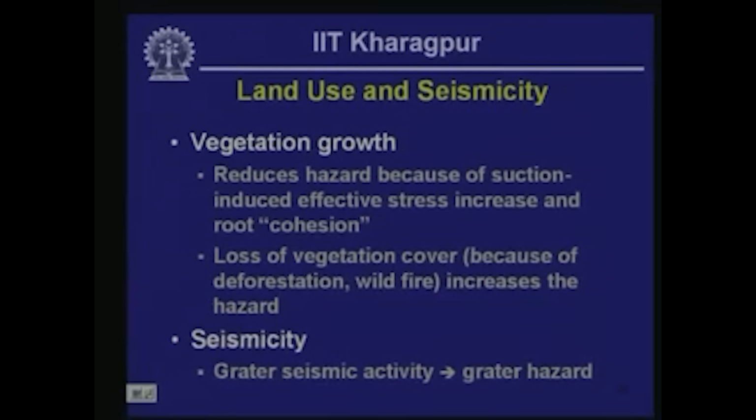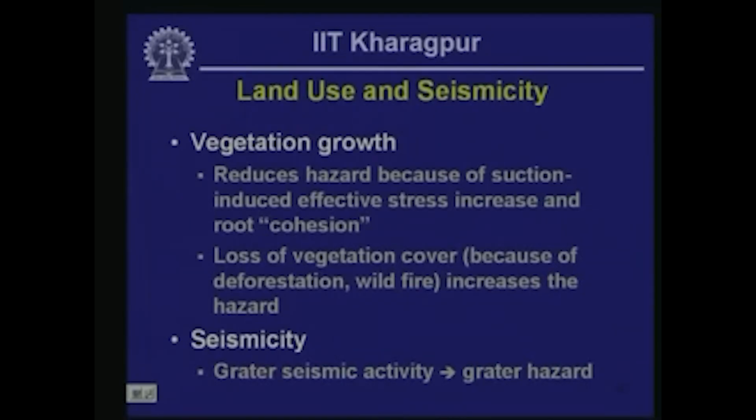The third consideration here is land use and seismicity, and we looked at some of these things already. It is just a mere repetition of some of the discussions that we had earlier. Vegetation growth, for example, has a very remarkable influence on landslide likelihood in a given area. It reduces landslide hazard because it induces suction. When a tree wants to extract water from the soil surface, it induces suction, and suction is nothing but negative pore water pressure.